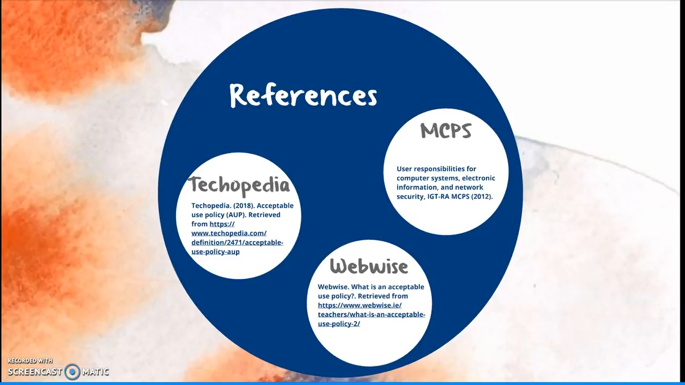The following resources were used in compiling the information in this presentation. Information is outlined in document IGT-RA of Montgomery County Public Schools Regulations. A definition was drawn from the websites of both Techopedia and WebWise.